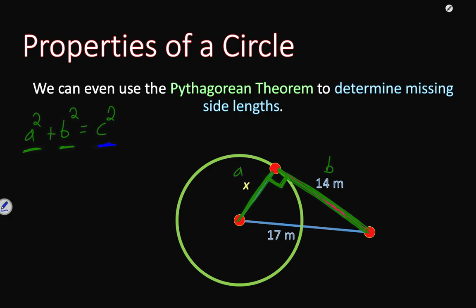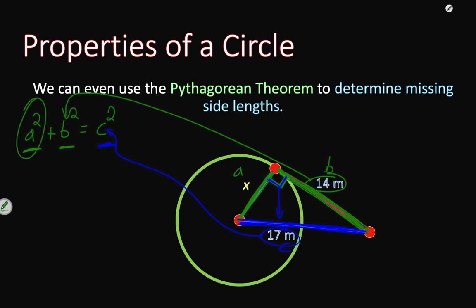C is always the longest side, and it's always across from the right angle. So your C will never actually be touching that right angle there. It'll always be across the triangle from it. Okay, that's Pythagorean theorem. Now that we have two of these numbers, we can plug those in to this equation. And from there, we can solve for the one that we don't have.